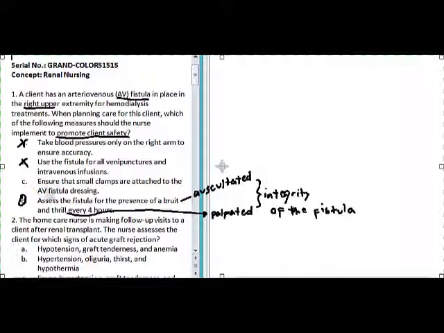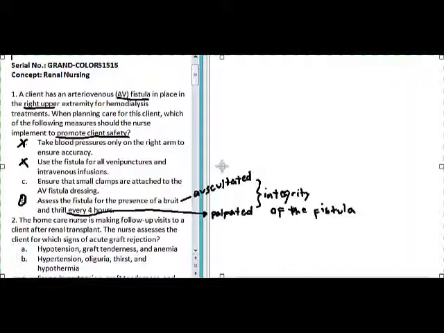Letter C is done for if the shunting is done externally, but this is internal, so there's no need for dressing to be attached here or clamp. The answer here is letter D.